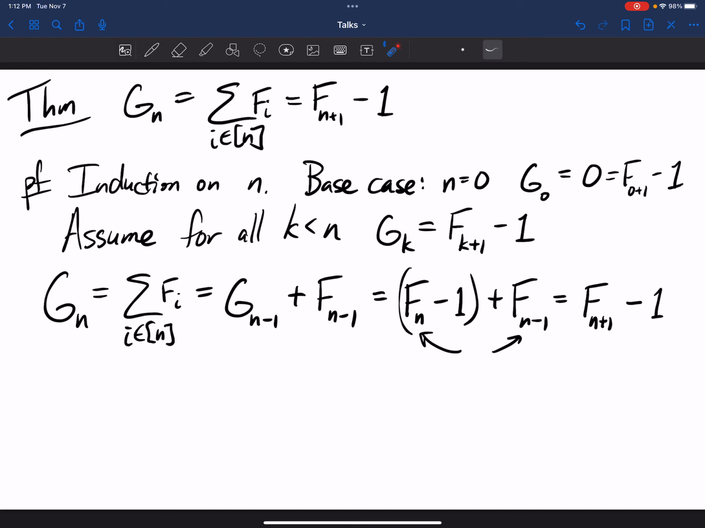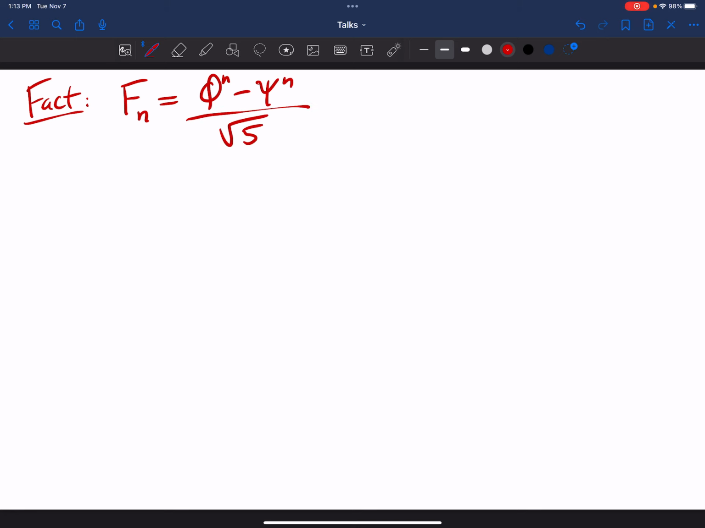Now, that's one way to do it. Here's another that will seem a little magical. I'm going to use a pretty powerful fact, which is that the Fibonacci numbers have a closed form. So I can write the following. I can write f_n is equal to phi to the n minus psi to the n over square root of 5, where phi is the golden ratio, so it's 1 plus square root of 5 over 2, and psi is the conjugate golden ratio, so it's 1 minus square root of 5 over 2.